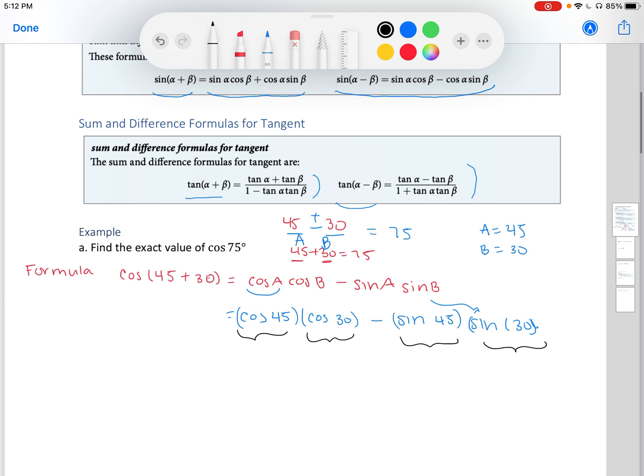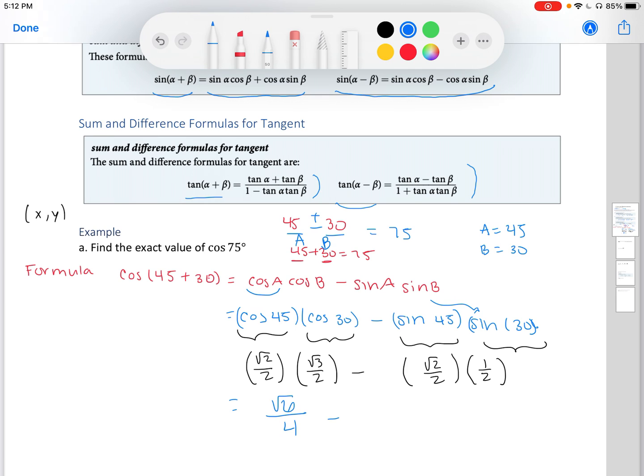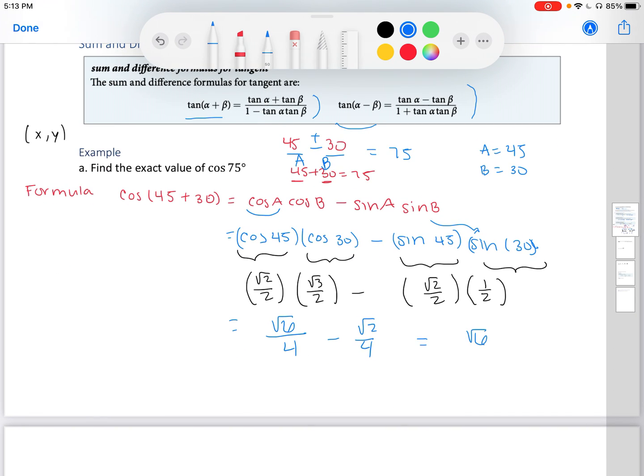Cosine of 45 is square root of 2 over 2. Cosine of 30 is square root of 3 over 2, minus sine of 45, which is square root of 2 over 2, and sine of 30 is 1/2. Again, we're just looking at the unit circle. Remember, x is cosine and y is sine, and we have those coordinate values throughout our unit circle. Let's multiply them out. 2 times 3, they're within the square root, so I have square root of 6 over 4 minus square root of 2 over 4.